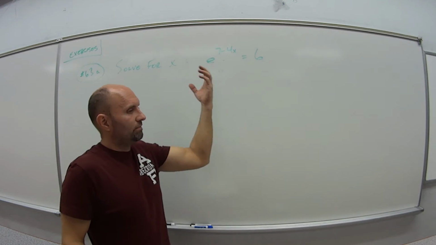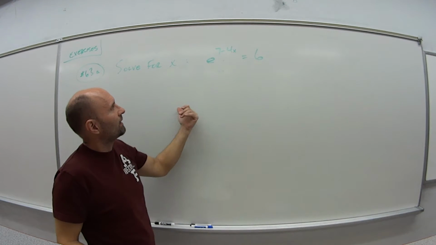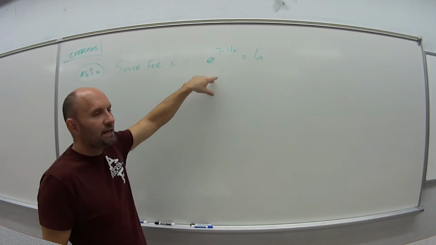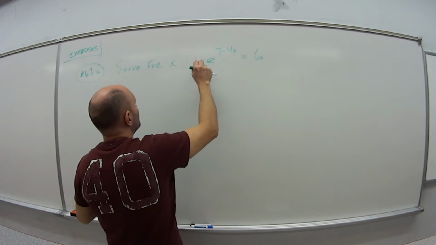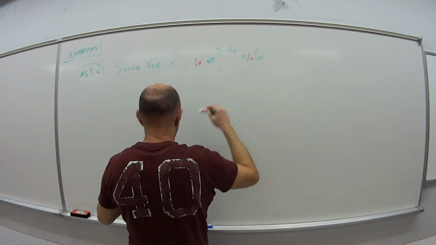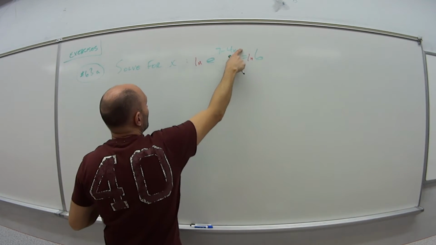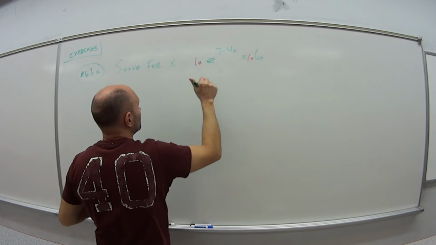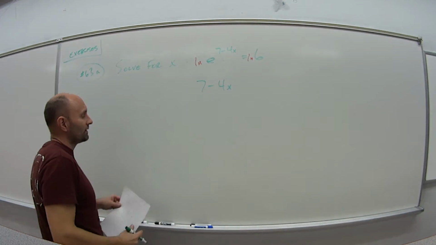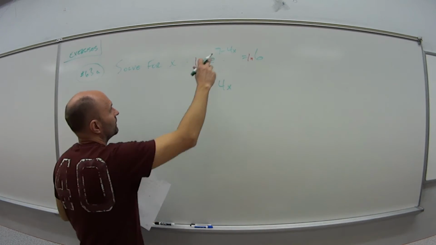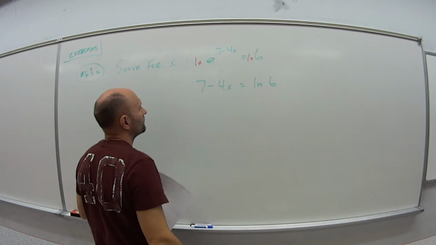So if I want to get the value of x, if that's what I'm trying to solve for, I need to bring this out of the exponent. I need to get rid of this e. And how do I do that? Well, I can take the natural log of both sides, right? Because remember, if I have the natural log of e to some exponent, this whole thing simplifies just into whatever the exponent piece is. 7 minus 4x is equal to the natural log of 6.